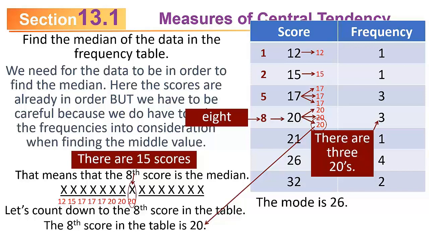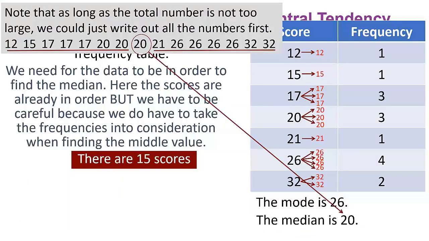See how that works in the table? It does assume, and you've got to be careful, that the numbers actually are in order. If they're not, you've got to put them in order. So here the median is 20. If the numbers aren't too large, you really could have just listed them all out: 12, 15, 17, 17, 17, 20, 20, 20, 21, 26, 26, 26, 26, 32, 32, and you could have found the median that way. But you really don't want to go to that much trouble. It's much easier just to go down using the table and count till you get to the middle value.